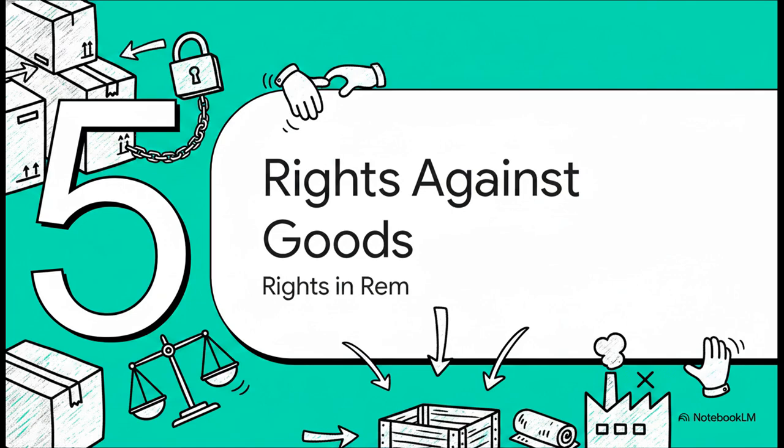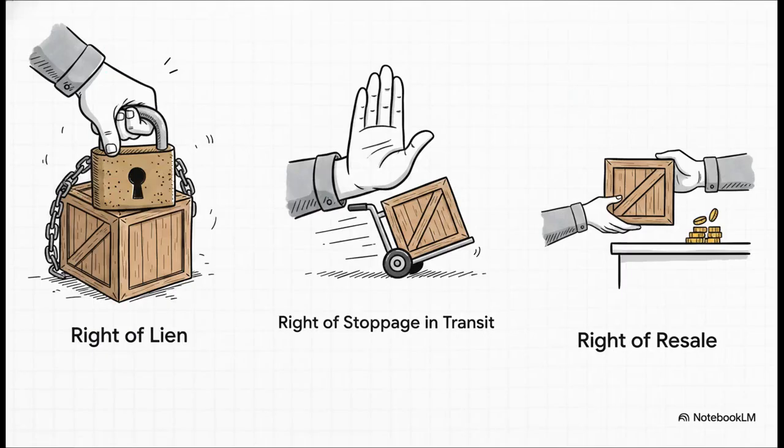Section 5. Rights against the goods. Number 1, right of lien, Sections 47 to 49. Retain goods until payment. Number 2, right of stoppage in transit, Sections 50 to 52. Stop goods in transit when buyer becomes insolvent. Number 3, right of resale, Section 54. Can resell goods if perishable or after notice.